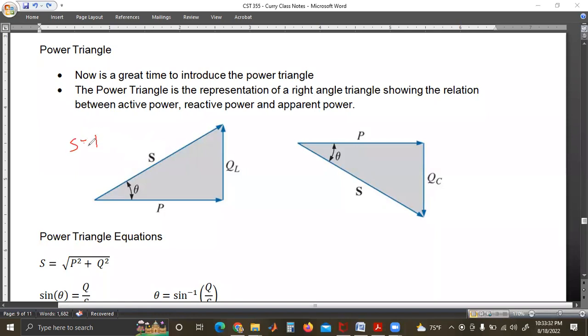S equals P plus jQ, and over here you have S equals P minus jQ. All right.